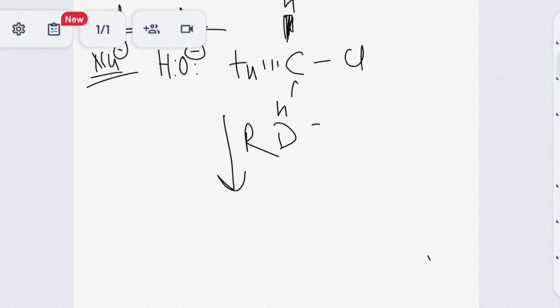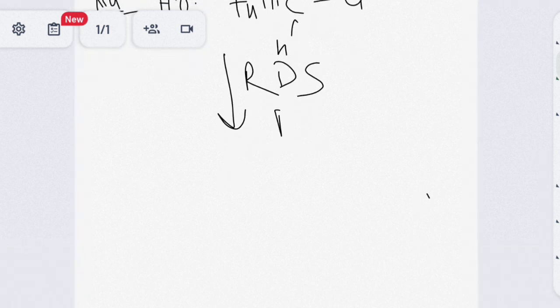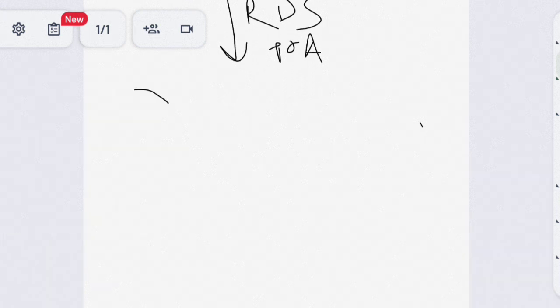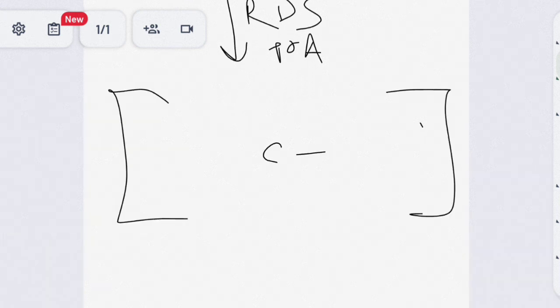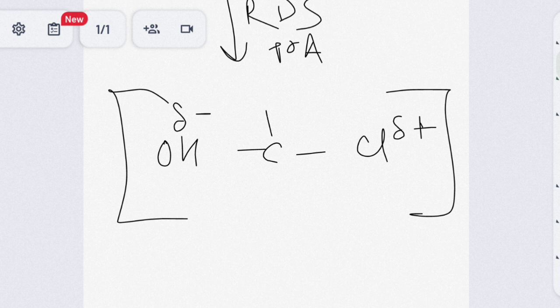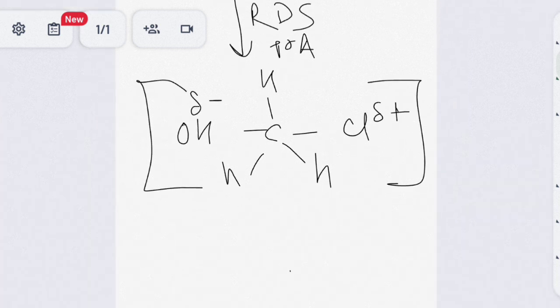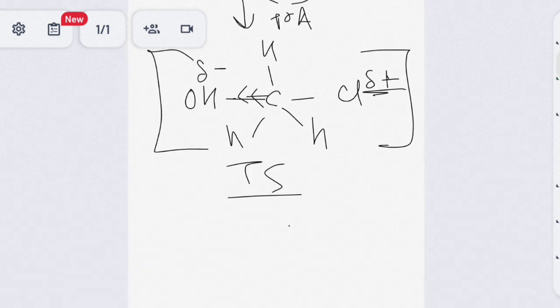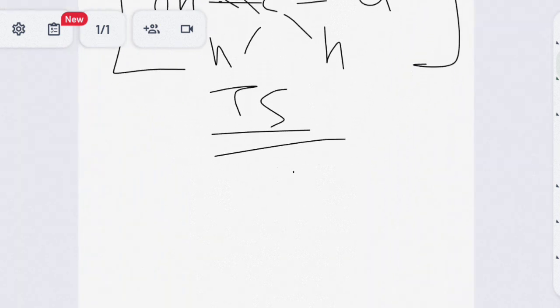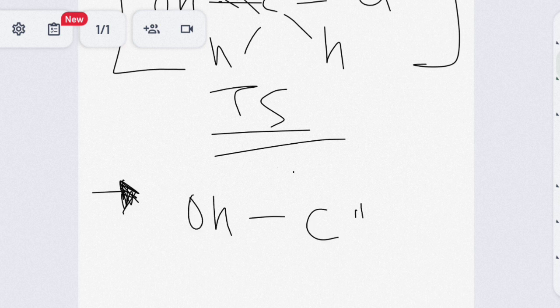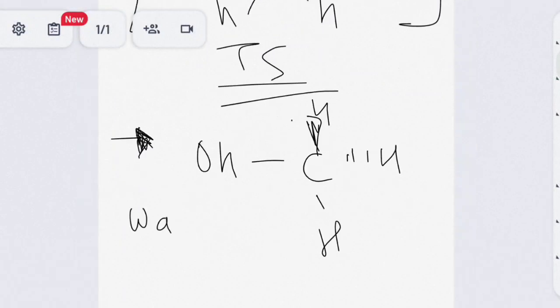Now, as we know that it is a one-step mechanism, this is the RDS in polar aprotic solvent. So this is the transition state. I will draw it here properly. This C will have delta positive charge, and here OH delta negative, H. As these are strong nucleophiles, this will attract electrons, and so here Cl will get a delta negative charge. So this is the transition state of SN2, and the product will be the inverted product, because inversion takes place in SN2. Inversion will take place in such a way that this will come over here, and H and H. So this is called Walden's inversion.